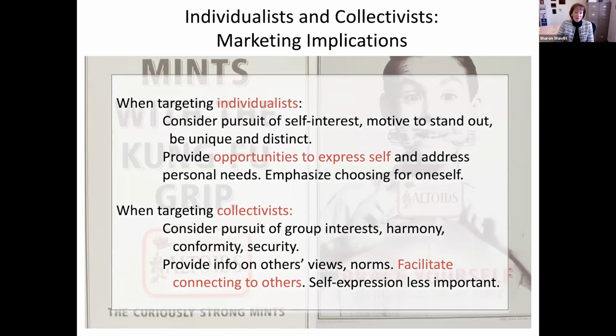When targeting collectivists, consider the pursuit of group interests. Harmony, conformity, security are important values. And provide information on other people's views and norms. Facilitate people's connections to others. Don't worry so much about self-expression. Worry more about allowing the consumer to connect with others and feel that they're part of a larger group.